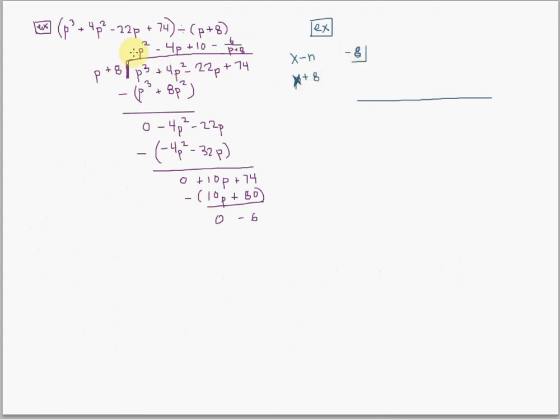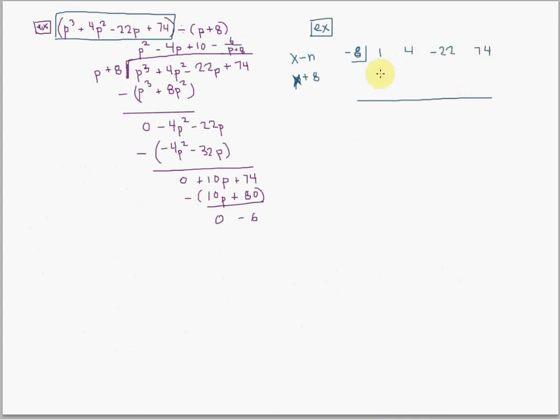Okay, now we take the coefficients of each of these numbers. So I'm going to take each of the numbers, and I'm going to take just the coefficient. So this one has a coefficient of 1. This has a coefficient of 4. This is negative 22 and 74.